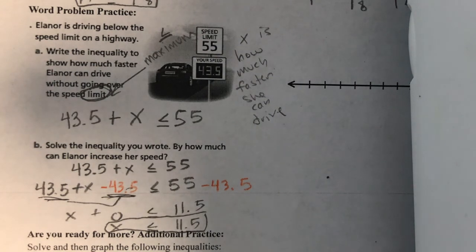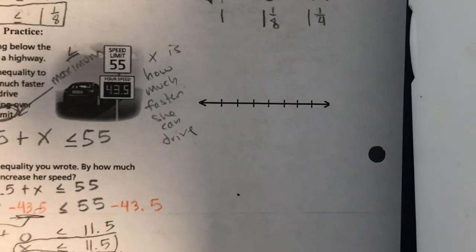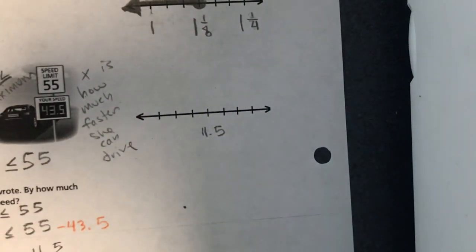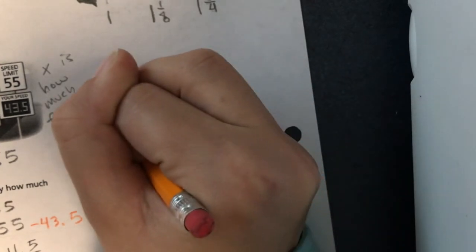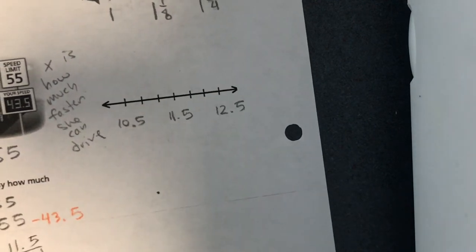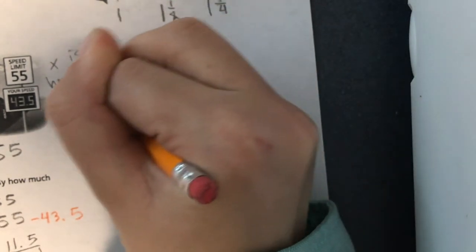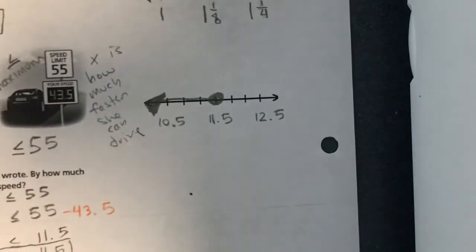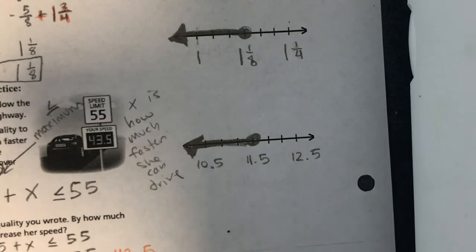All right, so even though the problem doesn't ask for it, let's graph that over here. So I'll put 11.5, and then I'll put 12.5 here, 10.5 here, and it's less than or equal to. Okay, so it's a closed dot since I have the equal to, and then we said it was any value that was less than 11.5. So that's going to be our solution.